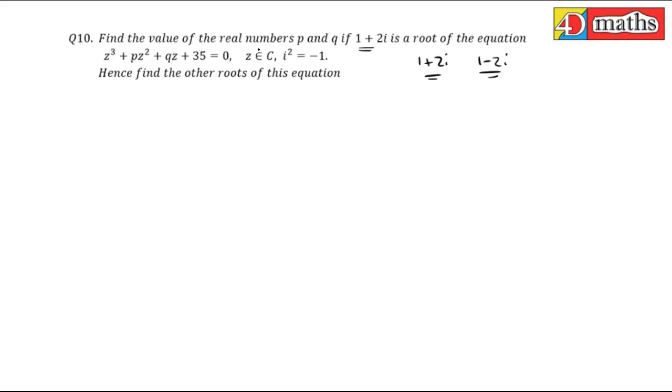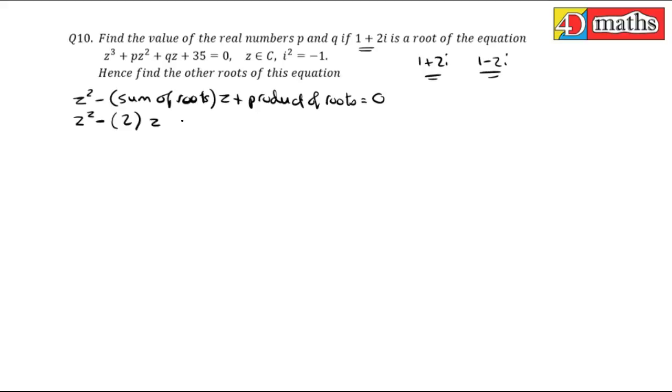So I'm going to long divide the combination of these two in. So I'm going to create the quadratic, okay? So it's z squared minus sum of roots z plus product of roots. Okay, so it's z squared. So if I add these two together, I get 2z. And if I multiply them together, I get 1 minus 2i plus 2i minus 4i squared. That becomes 5. Okay, so this is it when they're multiplied together.